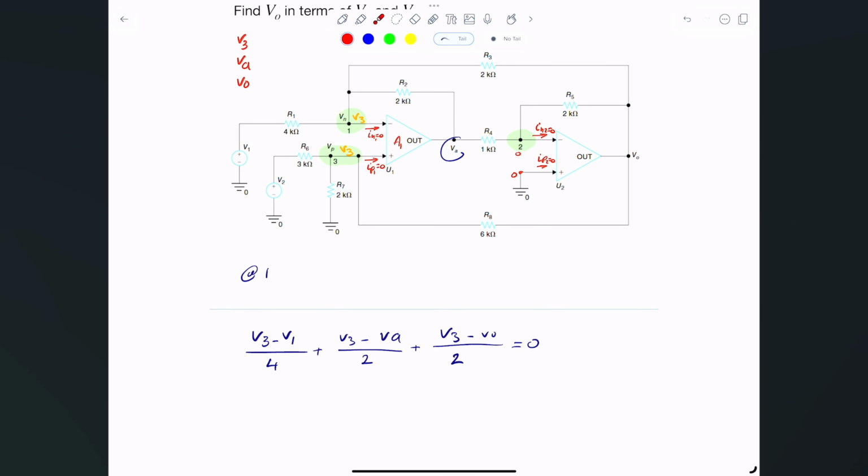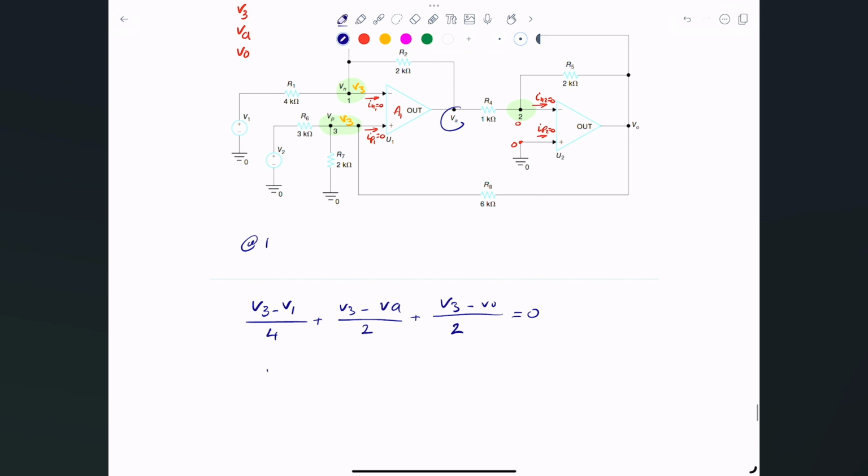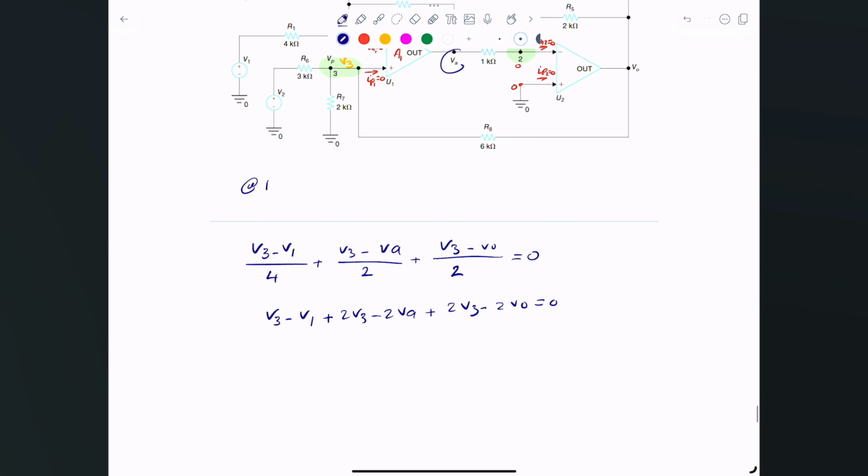All right, so we'll clean these up a little bit. I'll multiply both sides by 4. That will give me V3 minus V1 plus 2V3 minus 2VA plus 2V3 minus 2V output equals 0. And that will result in the following. I'll write it in terms of keeping everything on one side, and we'll figure it out towards the end.